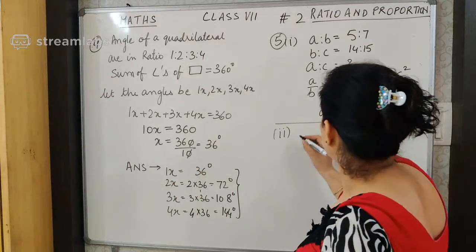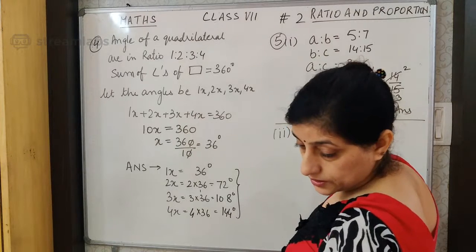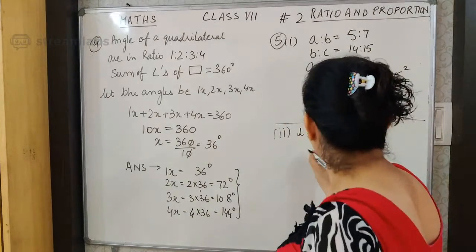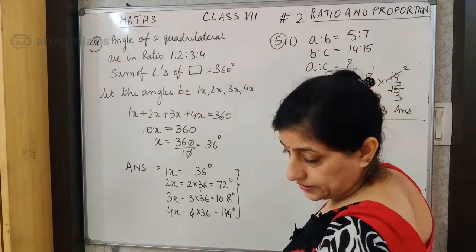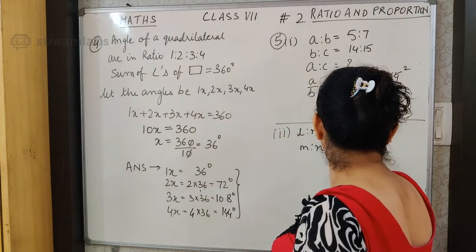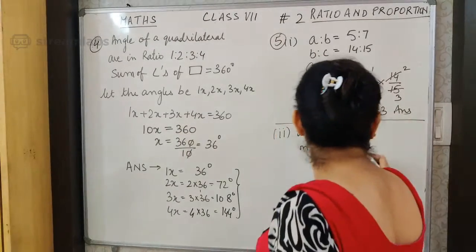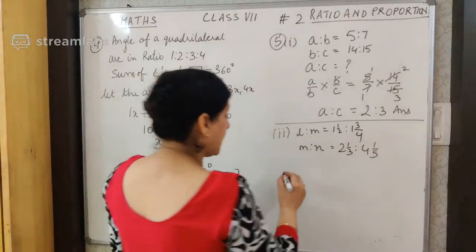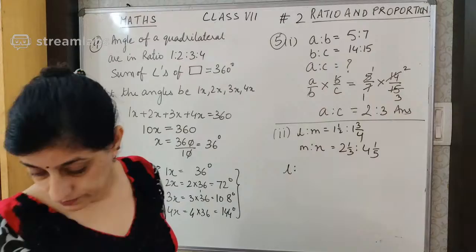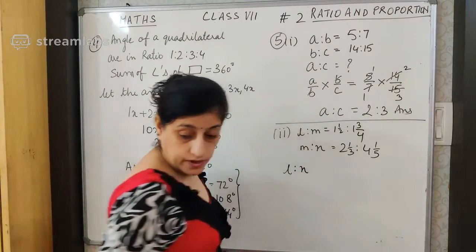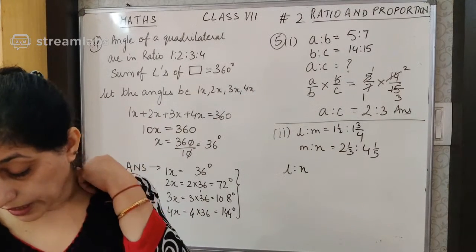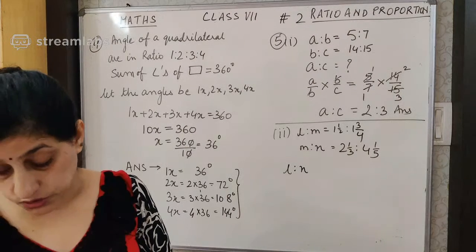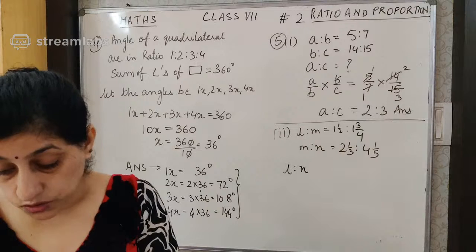It is given to me L ratio M is equal to 1.5 ratio 1 whole 3 upon 4, and it is given M ratio N is equal to 2 whole 1 by 3 ratio 4 whole 1 by 5. And we have to find in this question L ratio N. L ratio N will be again multiplying the two, and we are going to get the required ratio in this question. Right, children? So let's do this question first.